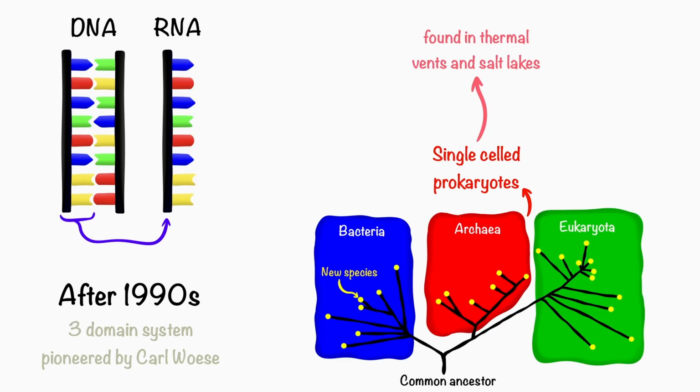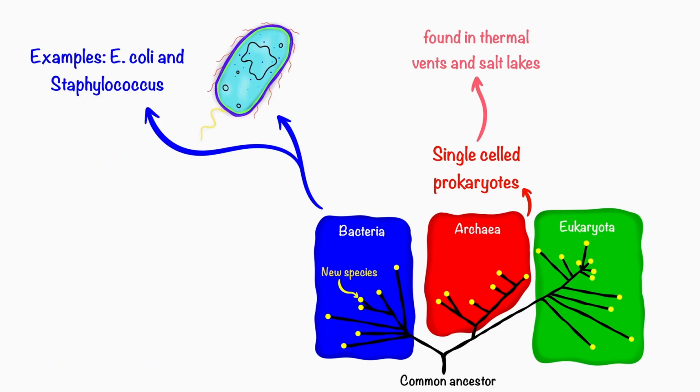Archaea are single-celled prokaryotes often found in extreme environments, such as thermal vents and salt lakes. Despite superficial similarities to bacteria, they possess unique biochemical characteristics. These organisms demonstrate remarkable adaptations to conditions lethal to most other life forms. The bacteria domain encompasses true bacteria, including familiar species like E. coli and Staphylococcus. Though prokaryotic like archaea, bacteria have distinct molecular and biochemical properties.